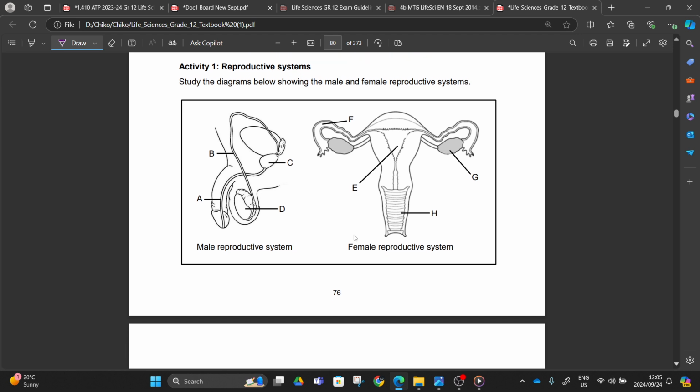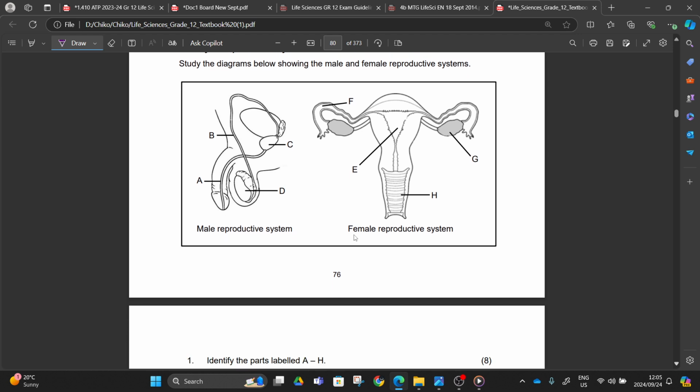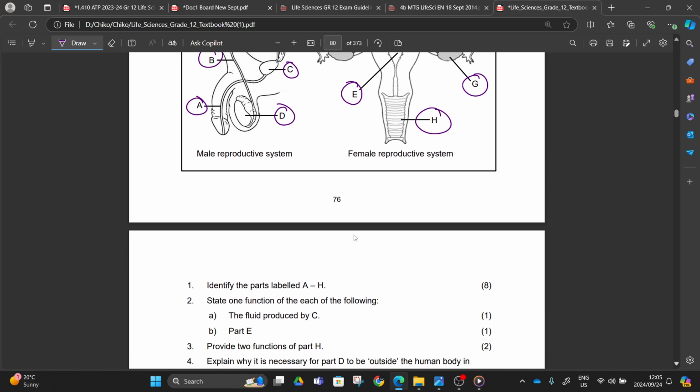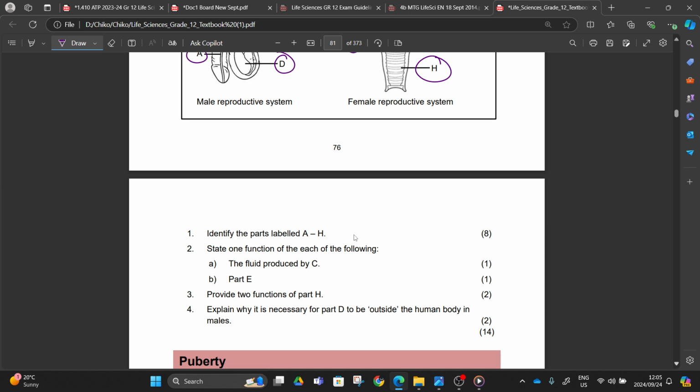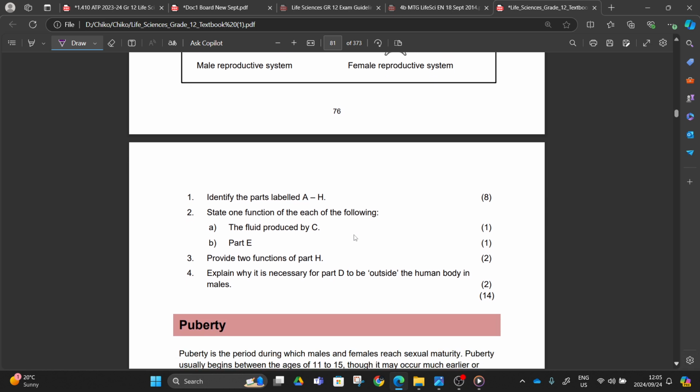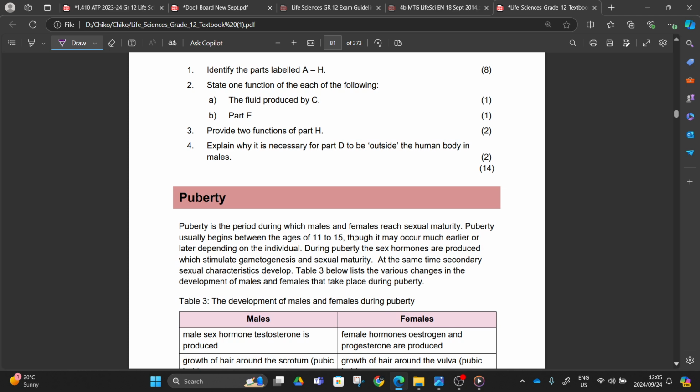And then as you can see, there's an activity. If you manage to label this, you are good to go. We have our urethra, vas deferens, and then we also have our prostate gland, we have our testes, we have our fallopian tube, we have our uterus, we have our ovary, we have our vagina. You know the functions and you are good to go. And then as you can see there, that's the activity. Identify parts A up to H.